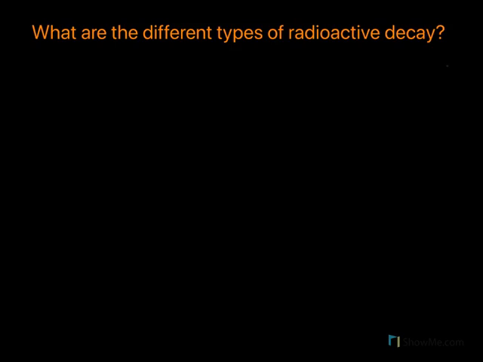What are the different types of radioactive decay? Well, there are three types. The first type is called alpha. We can notate an alpha particle with the Greek symbol alpha, or an alpha particle is very much like a helium atom, so we can also designate an alpha particle as that.